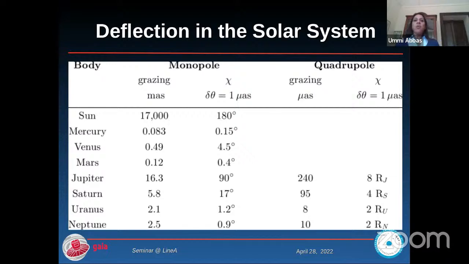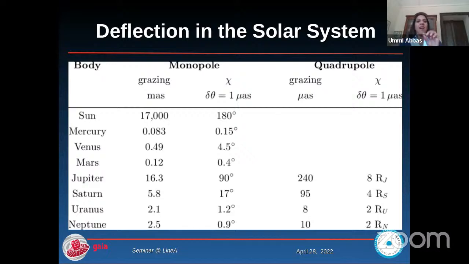In the case of the quadrupole effect, it is much more challenging, because it is not only much smaller, only of the order of 240 microarcseconds, it is also embedded within the larger 16 milliarcsecond signal of the monopole, so it has to be disentangled from that. And not only that, the quadrupole effect falls off as 1 over b cubed, the inverse cube of the impact parameter.